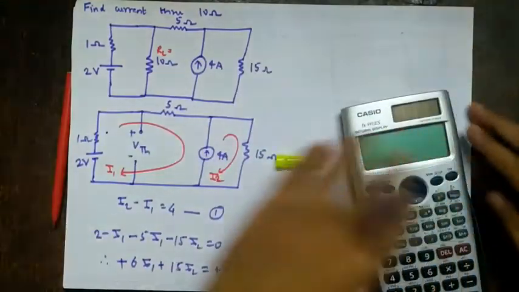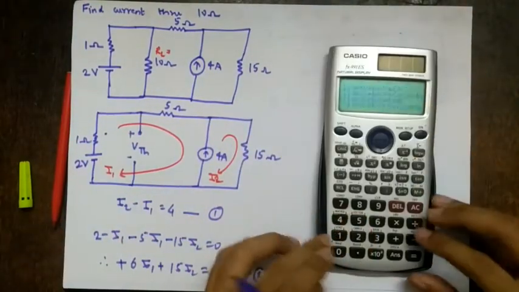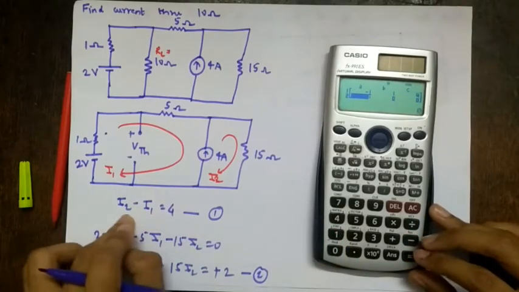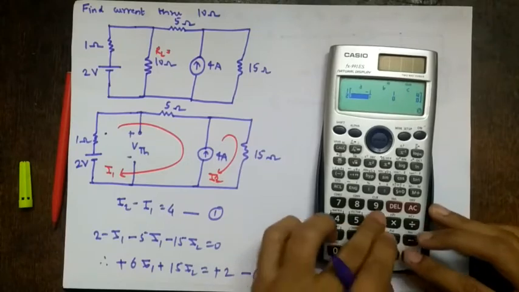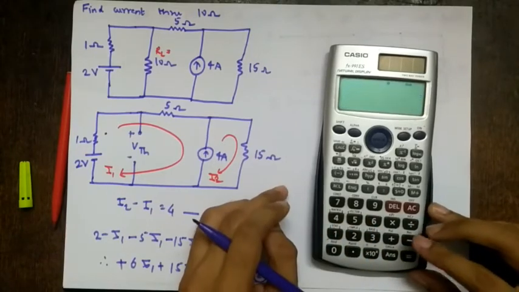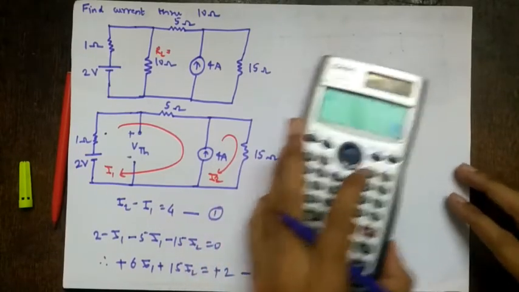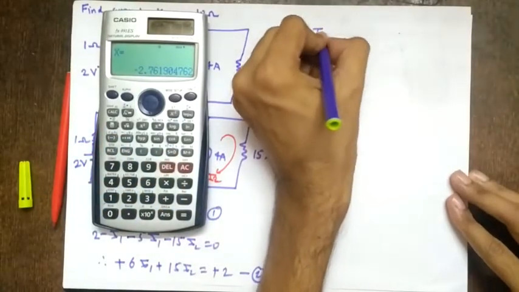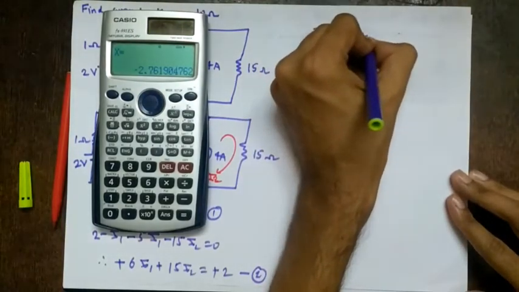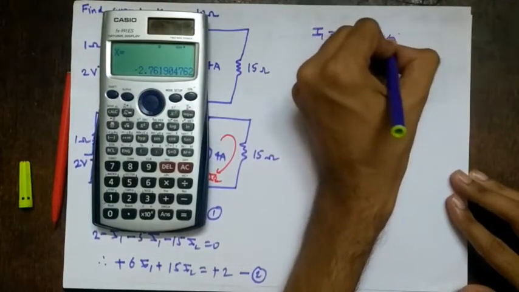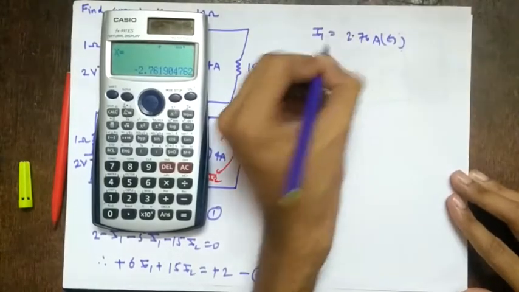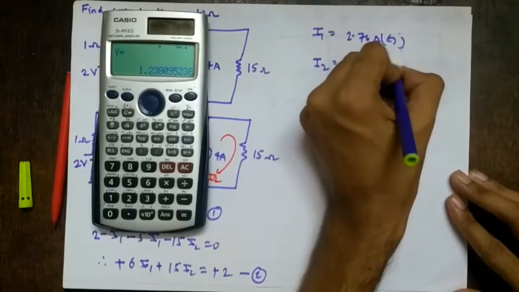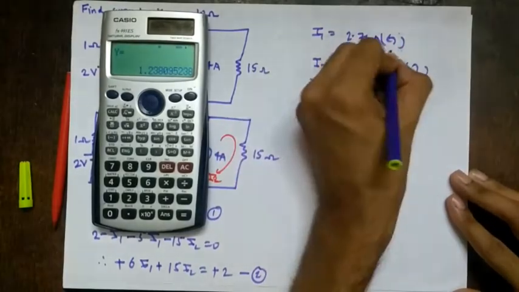So we have two equations, two unknowns. We can find I1 and I2. So minus 1, 1, 4. Minus I1 plus I2. Then 6, 15, 2. So I1, I'll directly write the positive sign, is 2.76 amperes anti-clockwise. I2 is 1.238 amperes clockwise. So these are the values, right?